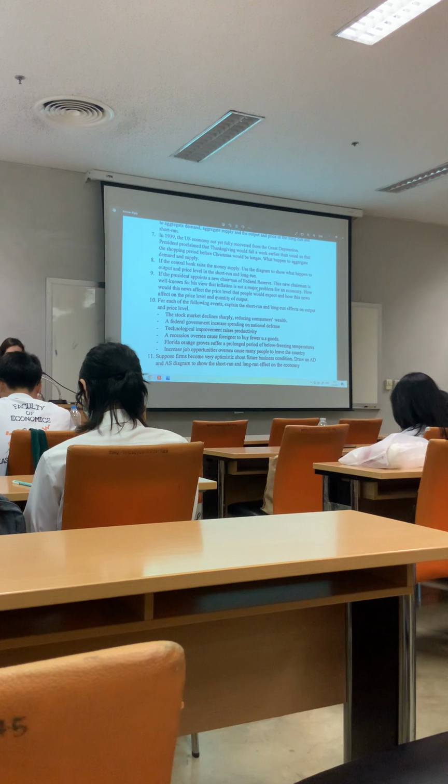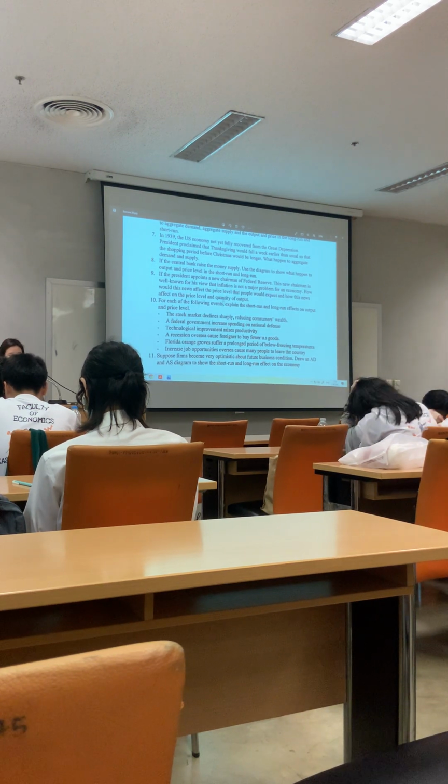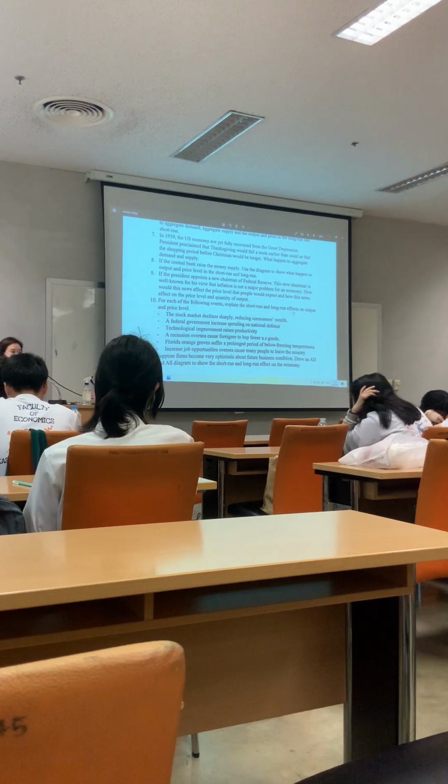if the president appoints a new chairman, and this new chairman is well known for his view that inflation is not a major problem for an economy, how would this affect the price that people would expect? Highlight here. So some situation happens, and the question says it will affect the expected price, the price level that people expect. How does this affect price and quantity of output, maybe in the long run and short run?